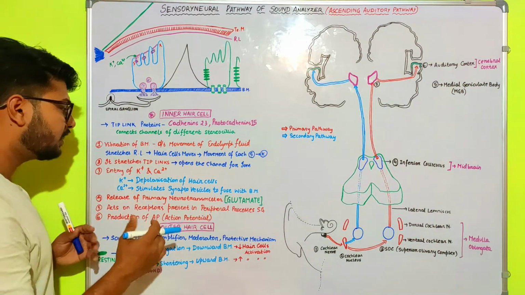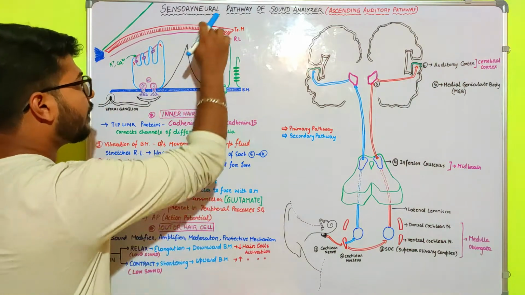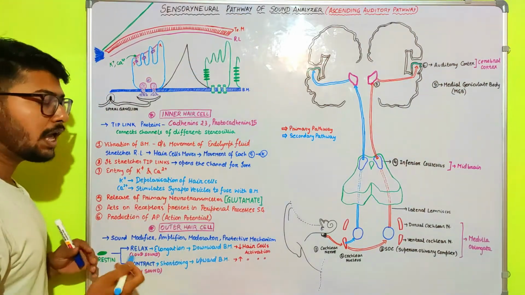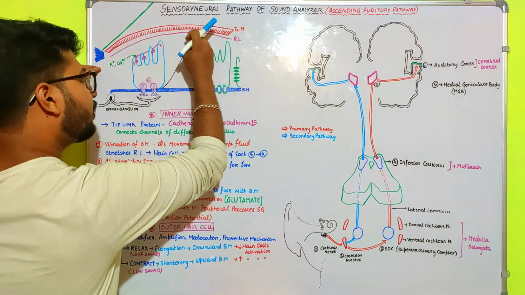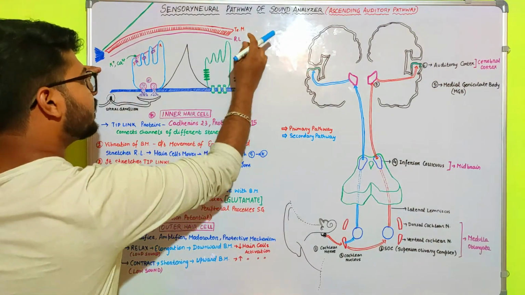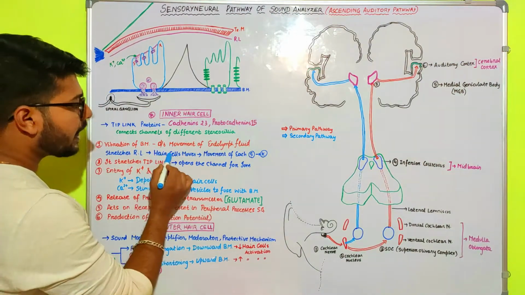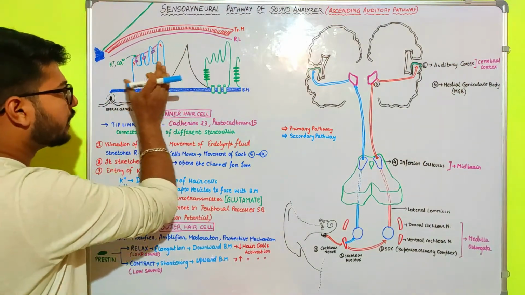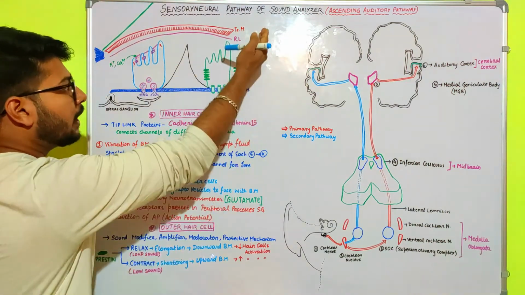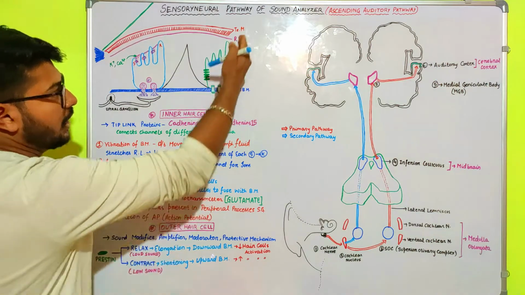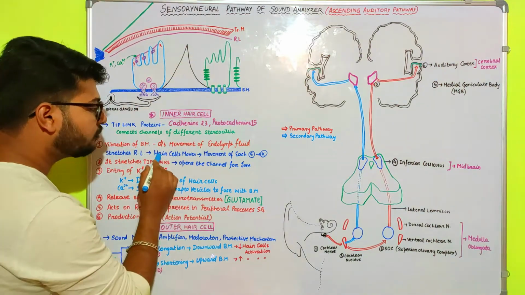How? When the basilar membrane vibrates due to the movement of endolymph fluid, what will happen? It will stretch the reticular lamina. Okay, when the fluid enters between this space, it is going to stretch the reticular lamina, and then the hair cells will move. Due to the rapid flushing of the endolymph in between these spaces, it will tend to move the hair cells.